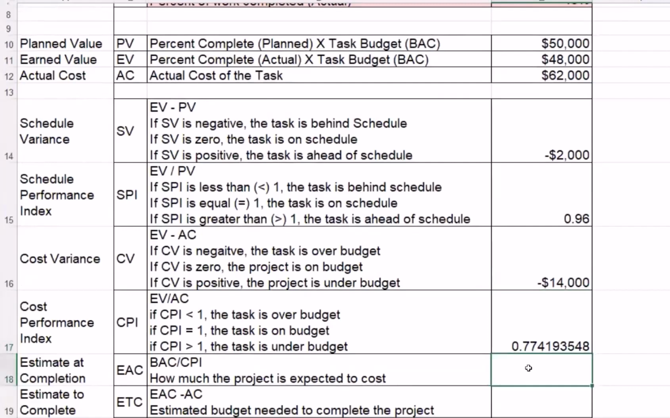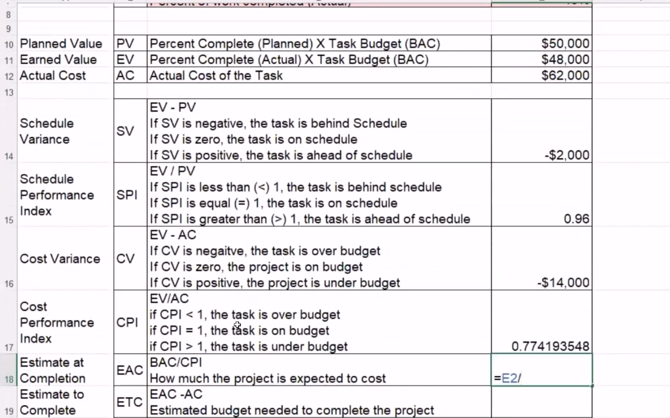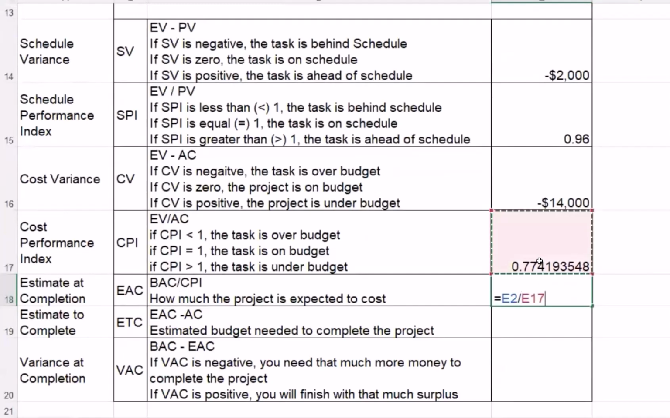So this is where it gets interesting: how much is the project expected to cost us? If we're at this halfway point, we can use this tool to predict how much more money we're going to need, or if we're going to come in over budget or under budget, how much that difference is. So this is our budget at completion divided by our cost performance index. This is how much the project is expected to cost: $29,000 more than what we anticipated.